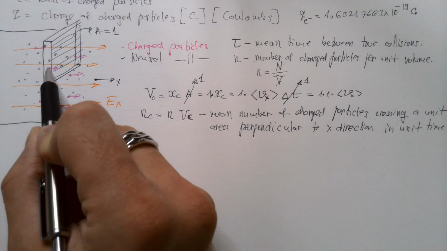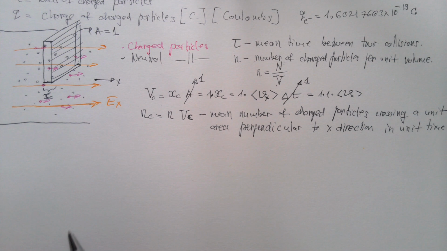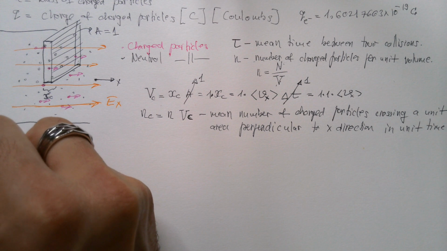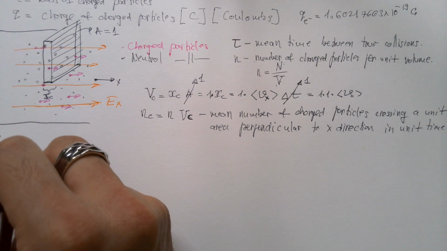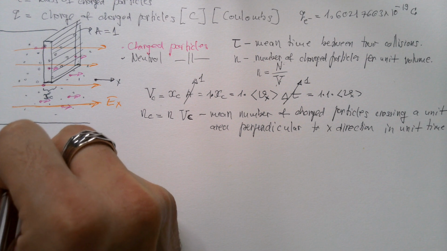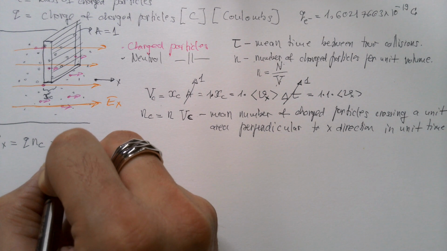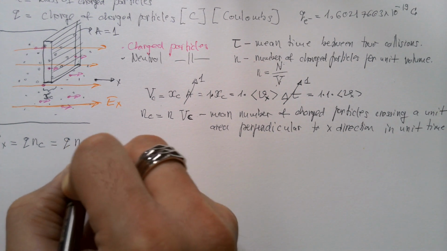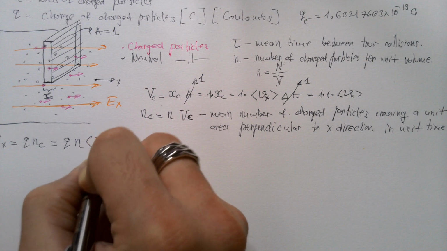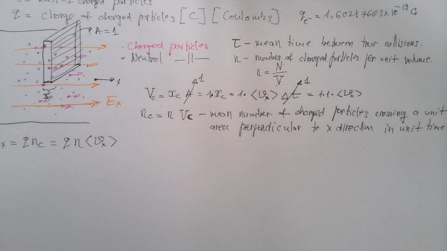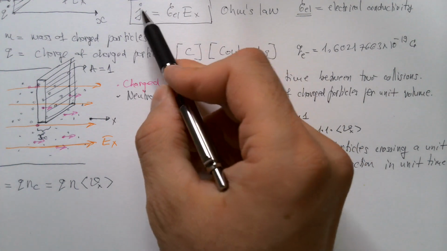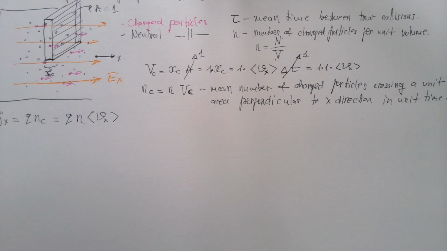Furthermore, since each of these particles is carrying charge q, we have that this electric current that I defined above is therefore equal to Q times Nc. And that will further be equal to Q times n times average Vx. And as you can see, this is the previously defined electric current. What remains to be calculated is this average velocity in the x direction, Vx.